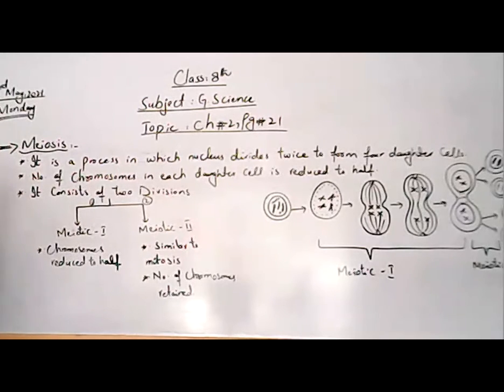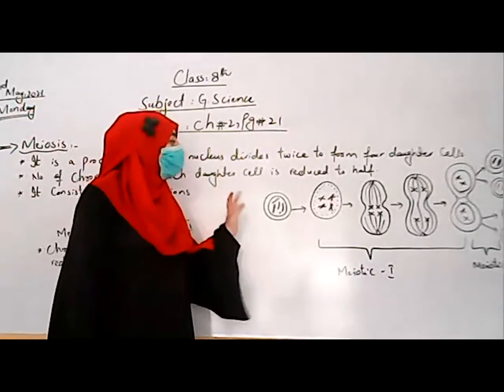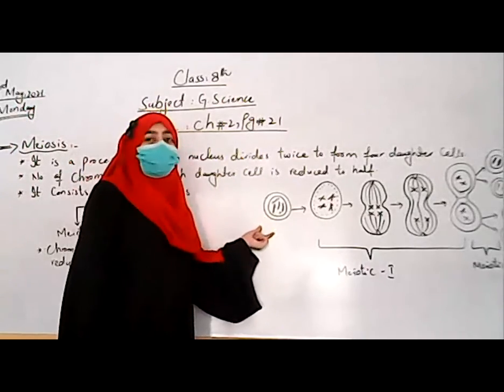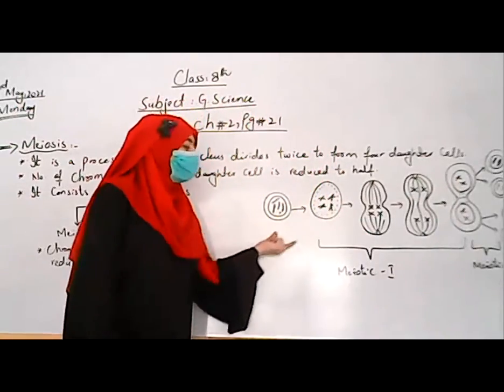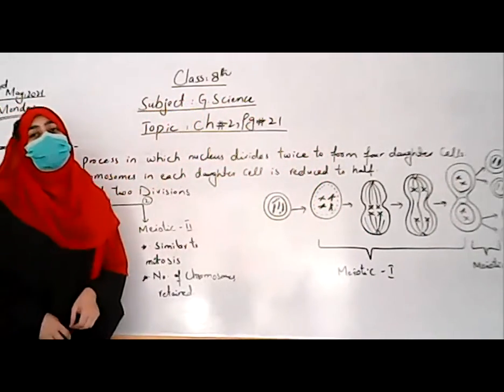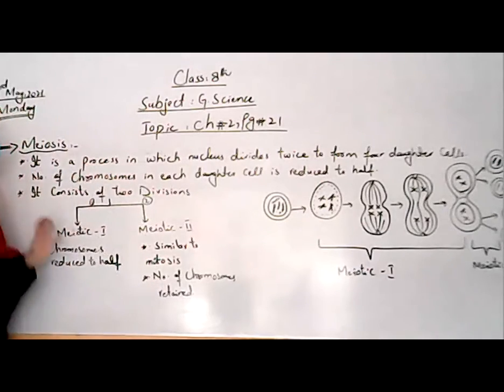Our cells are divided by two processes, mitosis and meiosis. In mitosis, one parent cell is divided into two daughter cells, and they have the same number of chromosomes. But in meiosis, the parent cell divides two times and forms four daughter cells, and the number of chromosomes is reduced in the daughter cells as compared to the parent cell. That's all about meiosis. If you have any difficulty, you can ask, students.